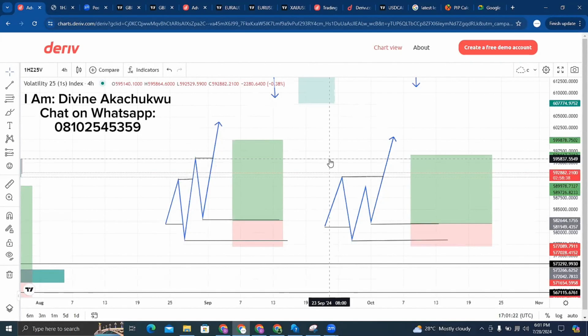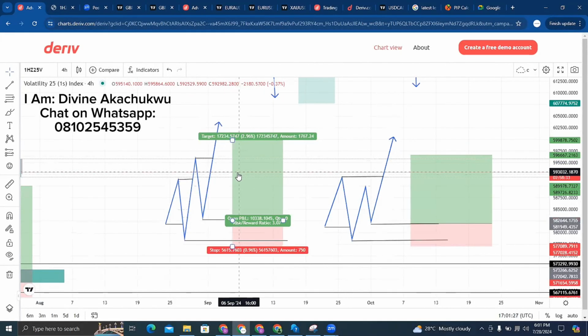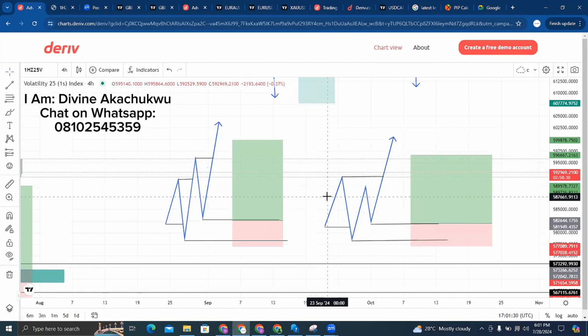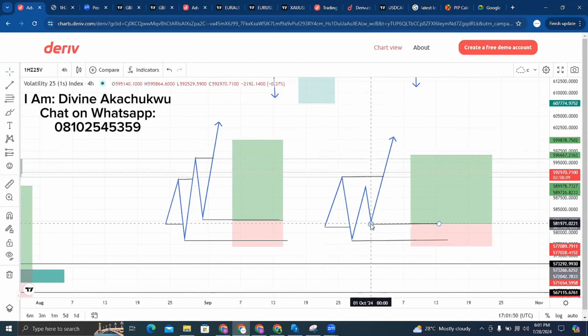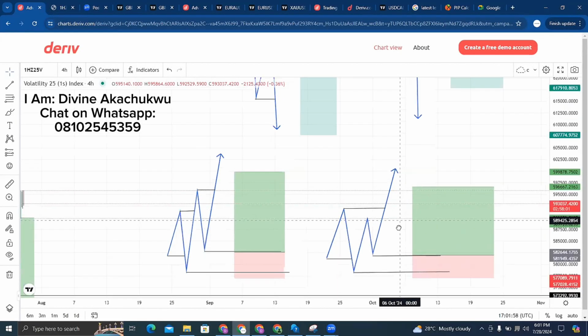This is the entry model number 2, the type B entry model. This is the type A setup. This is the type B entry model. And what this simply means is there should be a sweep. When you see your sweep, then price should create an inducement, a pullback. Any pullback price created before actually breaking structure is a potential inducement area.